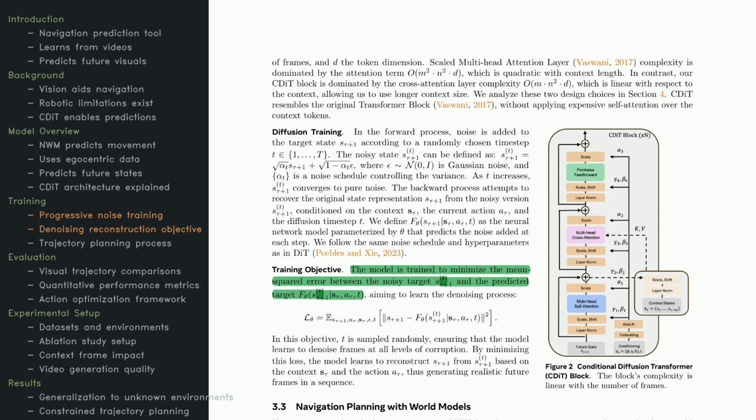During diffusion training, the model adds noise to the target state over multiple steps, gradually distorting it. It then learns to reverse that distortion, eventually reconstructing the original state. The training objective is simply to minimize the difference between the denoised output and the real target. They have a specialized block architecture that ties together scaling, normalization, and attention for a more efficient workflow.